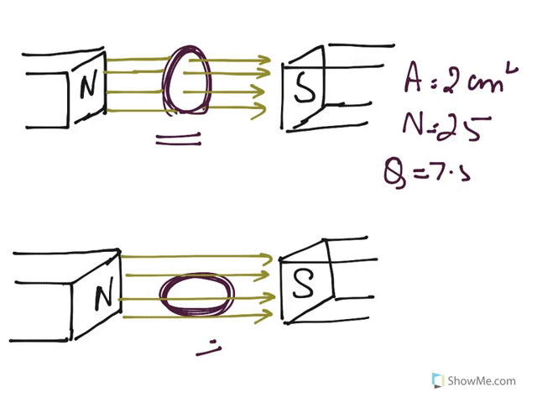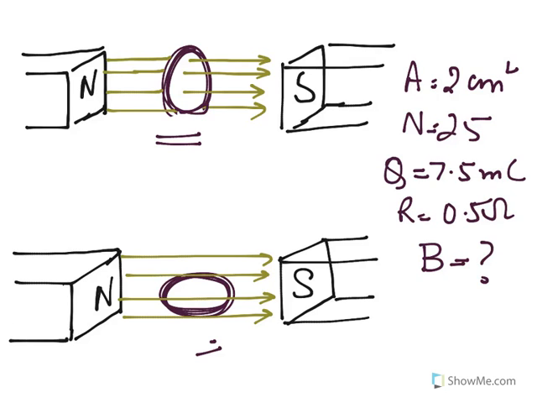given as 7.5 millicoulombs. The combined resistance of the coil and the galvanometer is 0.5 ohms. Estimate the field strength of the magnet. We need to find out what is B.